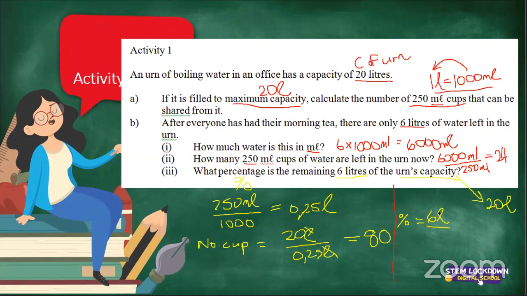What is the capacity of the tank? It is 20 liters. Capacity of the tank is 20 liters. Now to change a common fraction to a percentage, I need to multiply by 100. Well done again. I can see the answer 30% there. 6 over 20 is 30%.